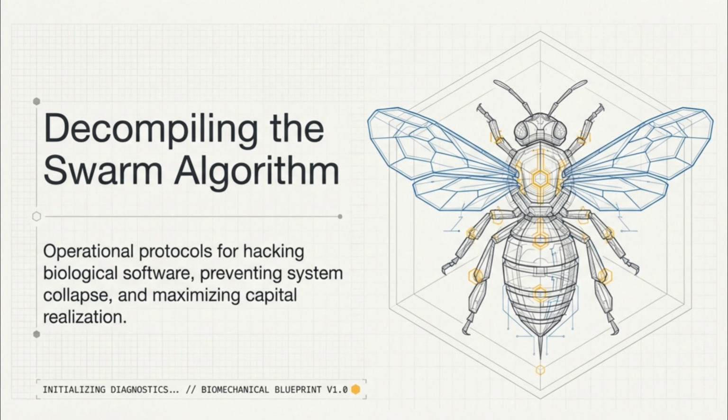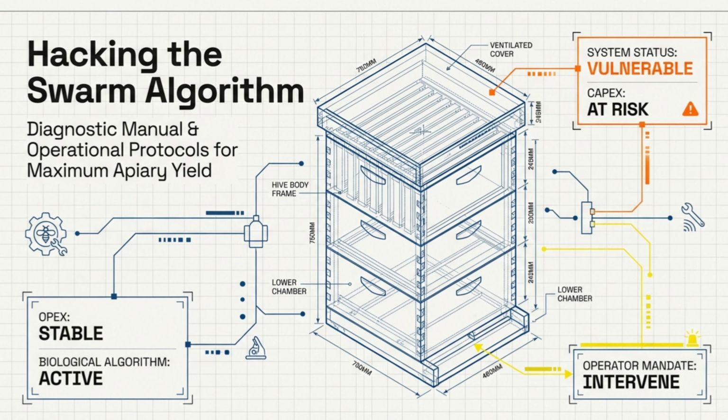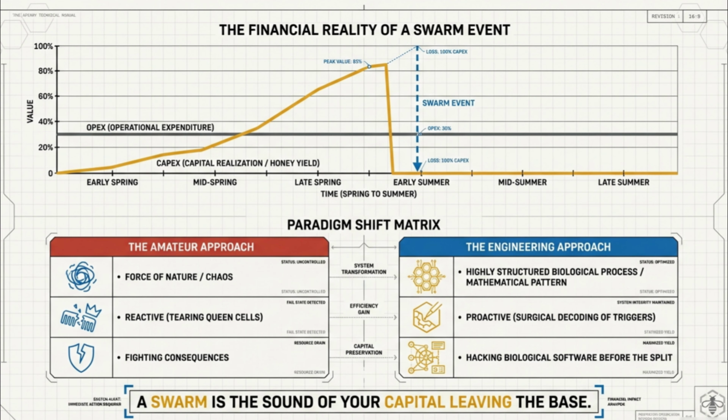A swarm on a tree branch is not a miracle of nature. For a layperson, it is a fascinating sight. For a systems engineer and apiary operator, it is a critical system failure. It is the sound of your capital leaving the base.